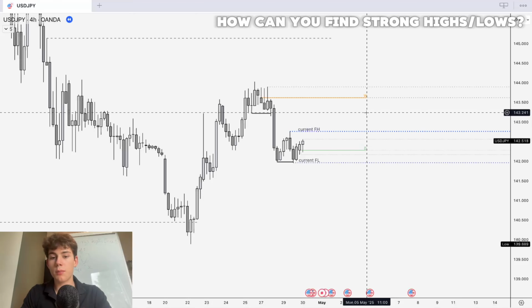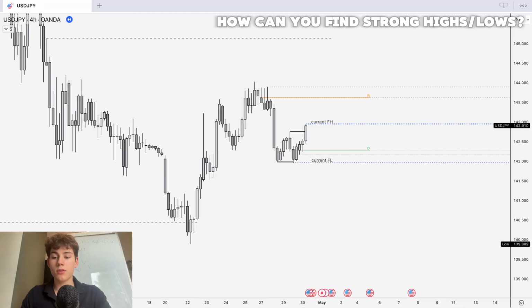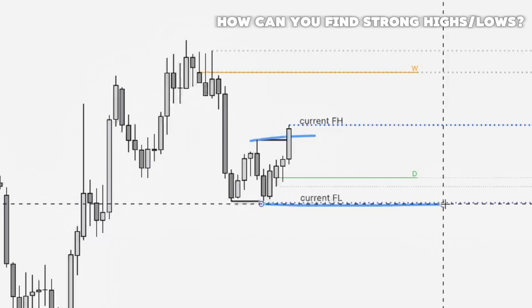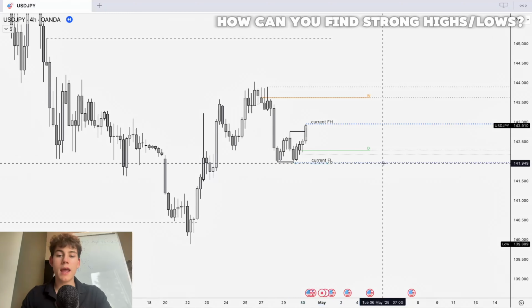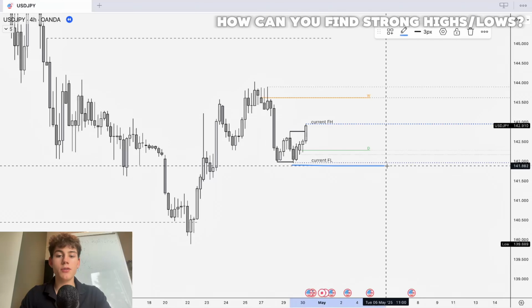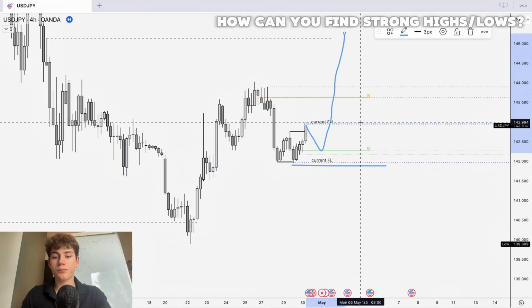We keep on moving up higher a little bit, and then now we break this structure. So now what do we know? Well, we broke structure, so this low is now, yes, a strong low. And what do we know with strong lows? Well, we can place our stop loss underneath because it's safe, and we will trade away from that point.